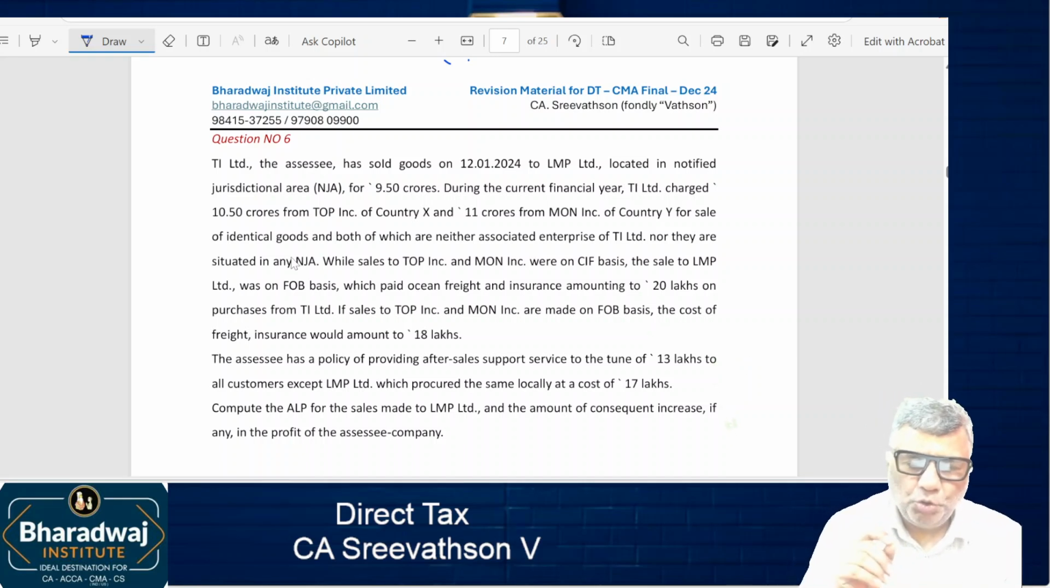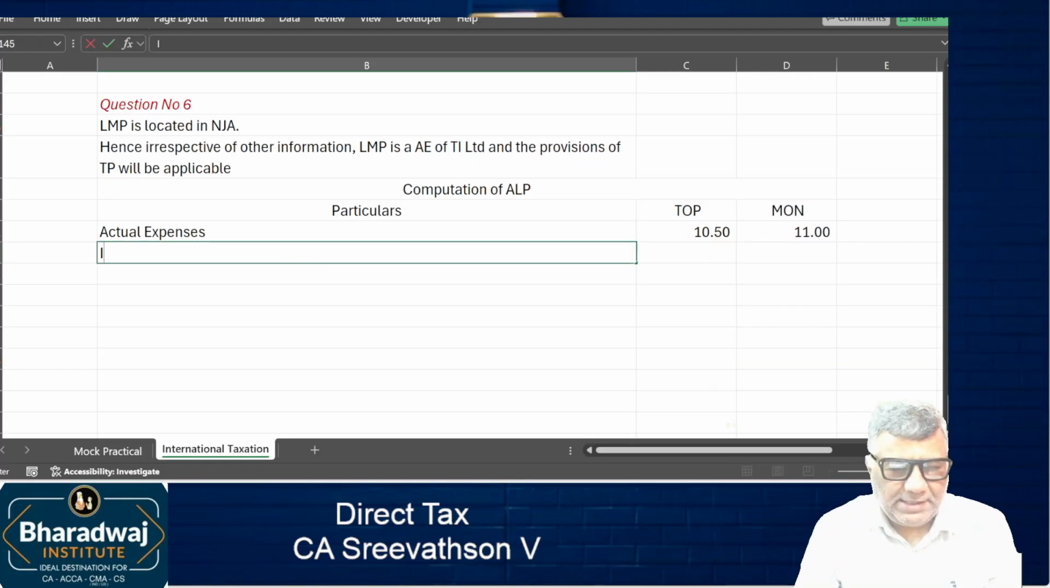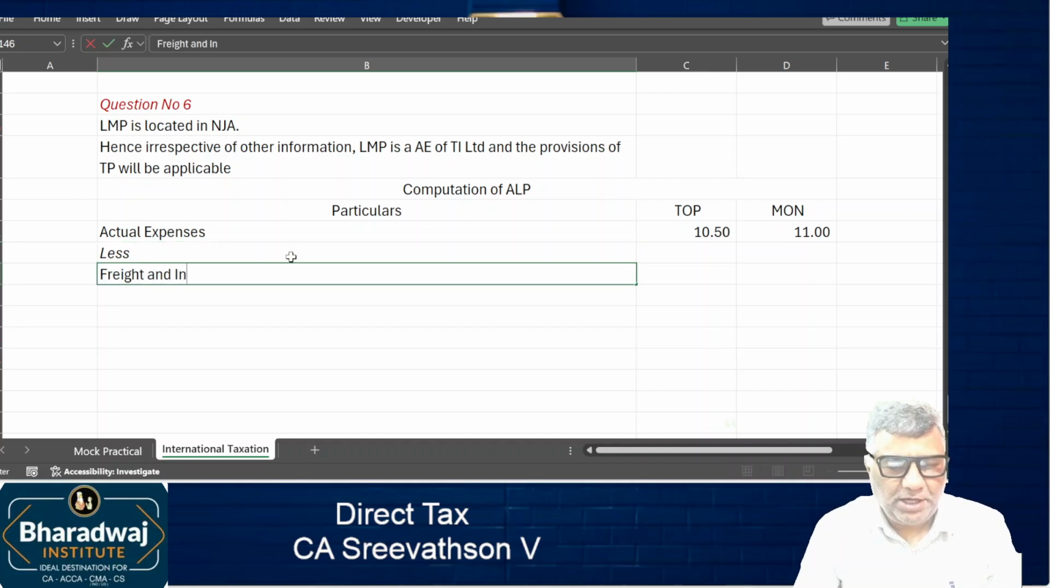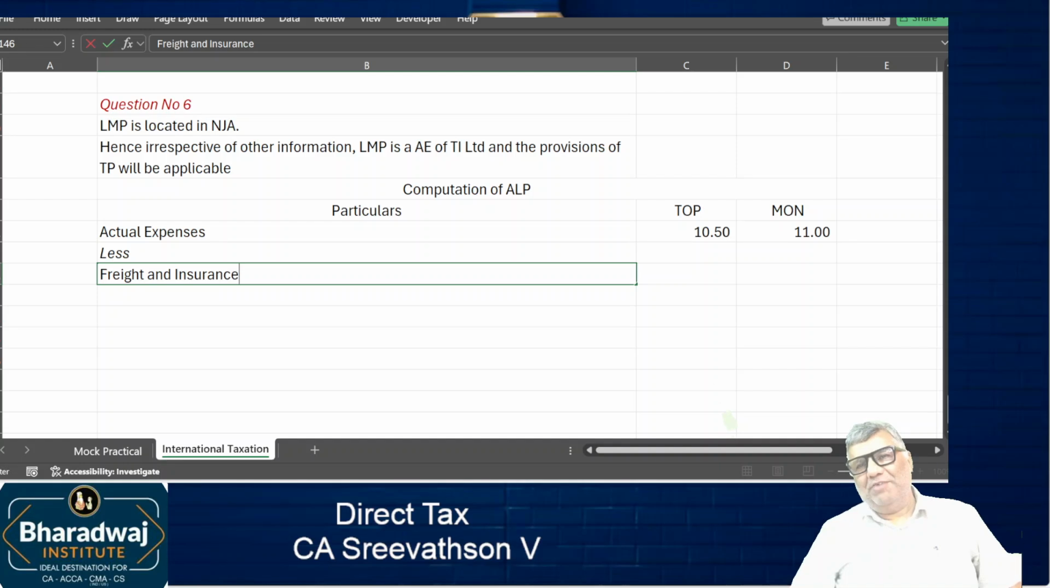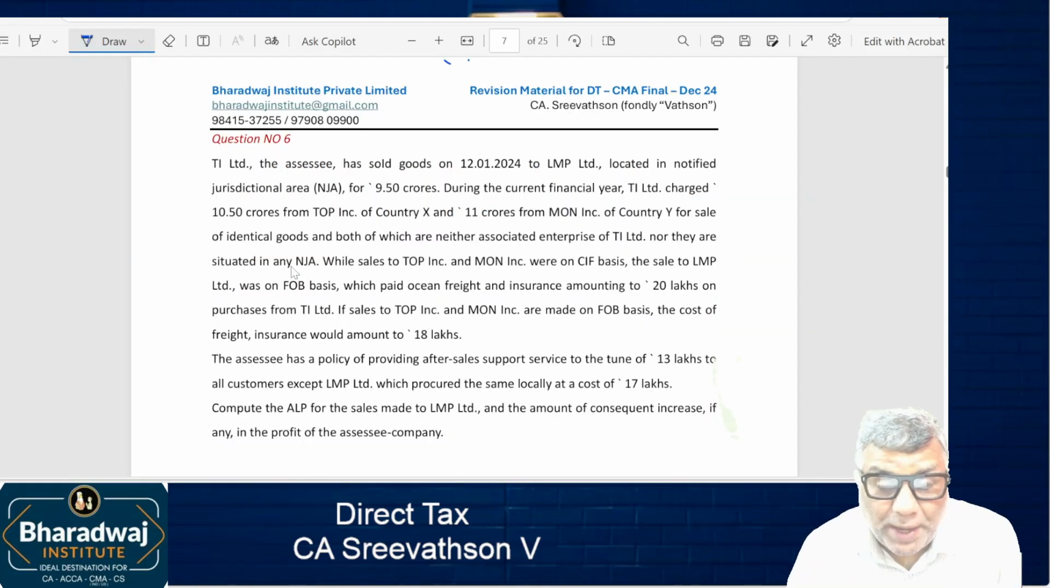Okay, so less freight and insurance, because to LMP I am sending only at FOB, whereas for the other two parties I have sent it at CIF. They are going to incur freight and insurance to the extent of 20 lakhs.